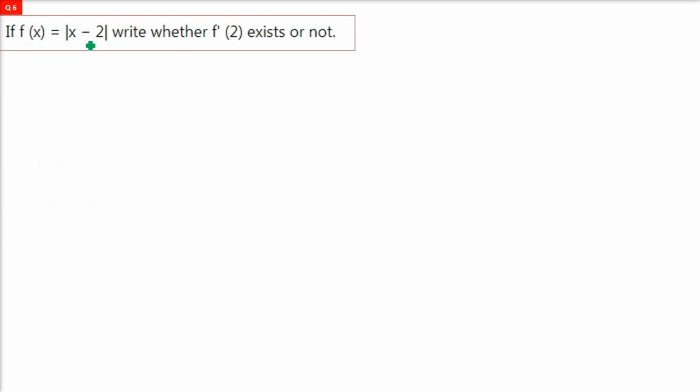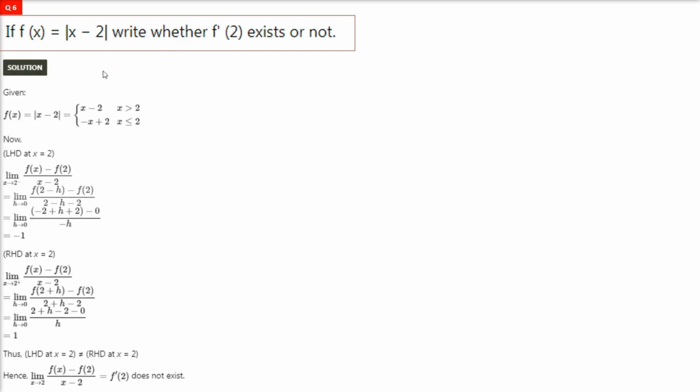If f(x) equals modulus of x minus 2, write whether f dash 2 exists or not. We will do the classical solution. Basically it is y equals x minus 2, a line. When x is 0, y will be minus 2, and when y is 0, x will be equal to 2. This is just a kind of line I am making, not the actual line. I am just saying that there will be no negative in the below y. It will go up.